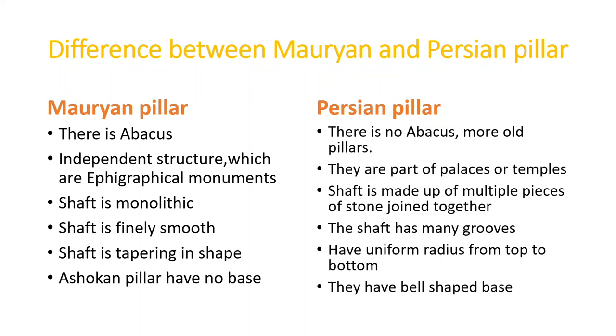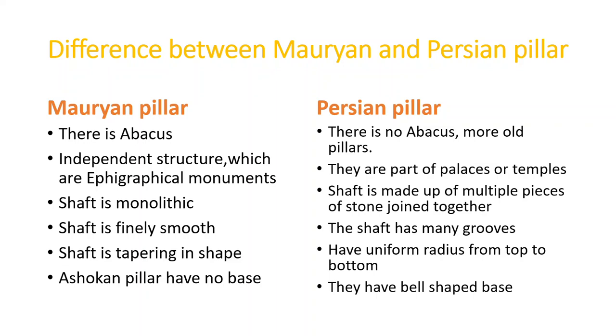And there are a lot of differences between the Mauryan and Persian pillars. In Mauryan pillars we can see an abacus, whereas in Persian pillars there is no abacus present, and Persian pillars are older. The Mauryan pillars are independent structures made only for the purpose of epigraphical monuments, so that the king's order or his Dhamma can be published to the common man, whereas Persian pillars were usually part of the palace or temples and so on.